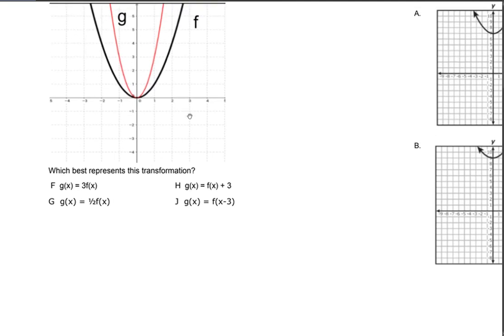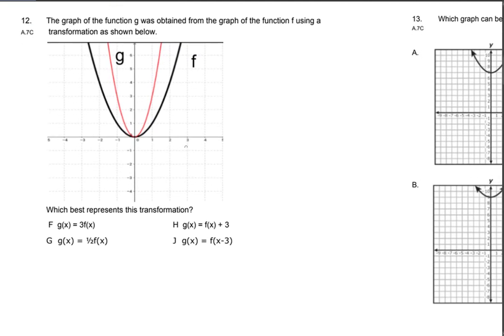So the graph of the function g was obtained from the graph of the function f using a transformation as shown below. All right, so it's saying that G came from F. This is always important to realize that, right? So G came from F. Usually it follows the letter of the alphabet F, G, H, J, right? So G would come from F because F came before it. That's how it normally goes. Which best represents this transformation?